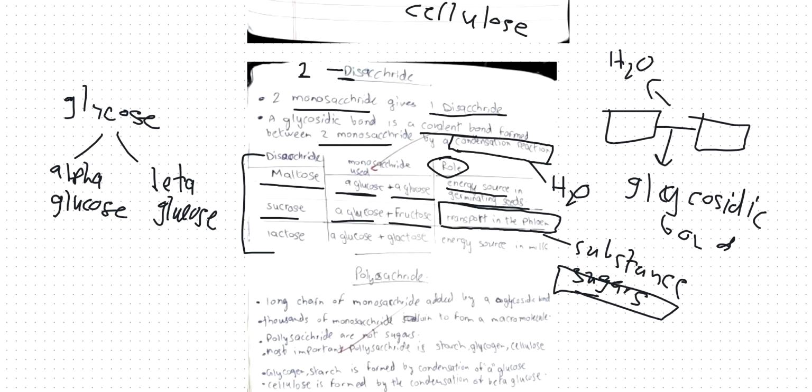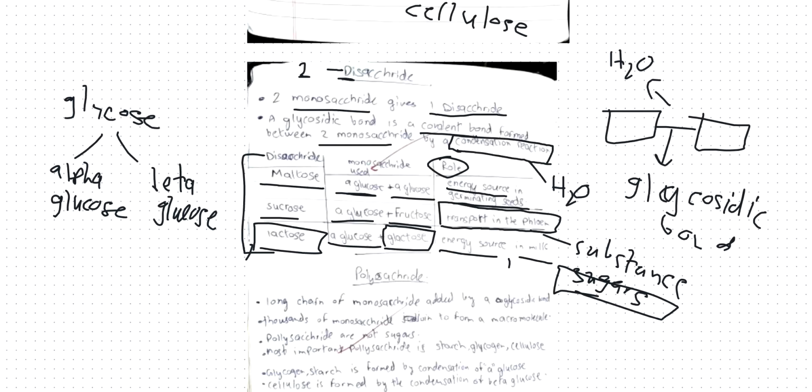And what is lactose? Lactose is the energy source that is found in milk. People say that they are lactose intolerant. They can't handle lactose, so they can't drink milk because lactose is found in milk. And lactose is made up of alpha glucose and galactose. So three kinds of disaccharides. Remember their roles and remember the monosaccharides that they are made up of.